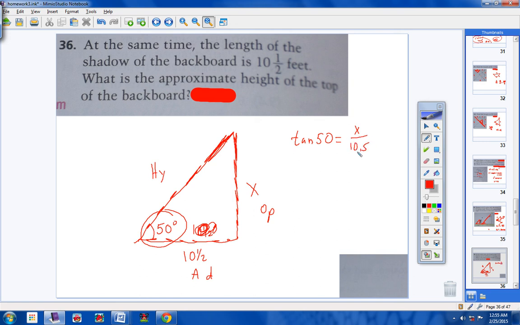Now, multiply both sides by the denominator. Before I do that, though, don't forget tangent of 50 is an actual number, a decimal. So the tangent of 50 is 1.1918 equals x over 10.5. Now, multiply both sides by 10.5. If you multiply the left side by 10.5, you'll get 12.51. If you multiply the right side by 10.5, you will get x. Okay? So there we go. The height of the backboard is 12.51 or 12.5 feet.